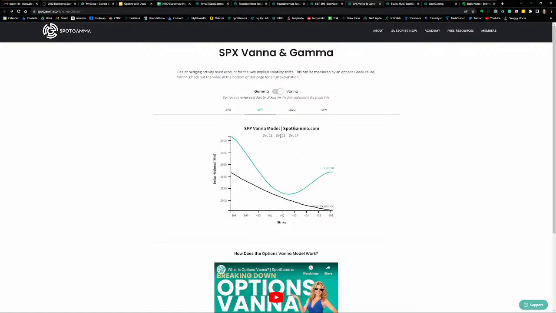So I think the easiest way to interpret all this information is just to look at this Vanna chart. And that gives you a good indication of what market makers may do. And keep in mind, this is based on data that was available at the end of the session yesterday, at the close yesterday.